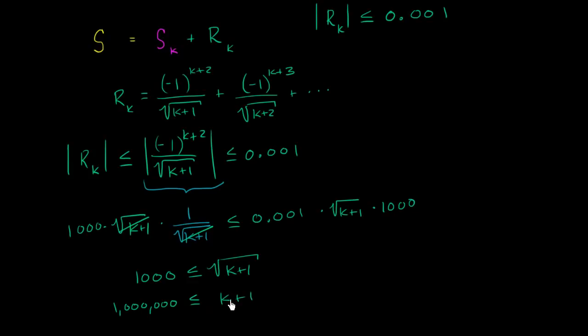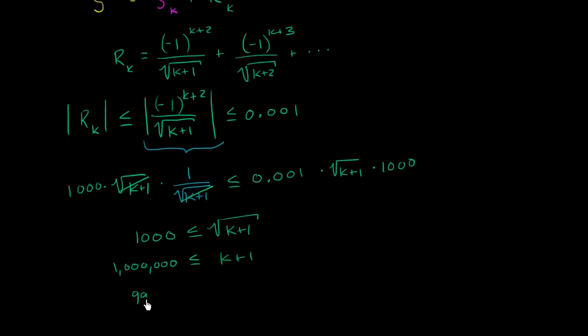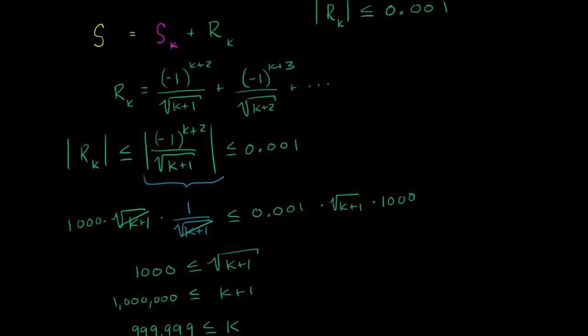And then we can just subtract 1 from both sides, and we have 999,999 is going to be less than or equal to k. So k just has to be greater than or equal to 999,999. And remember, we want the smallest k that satisfies these conditions. So the smallest k that satisfies this is k is equal to 999,999.